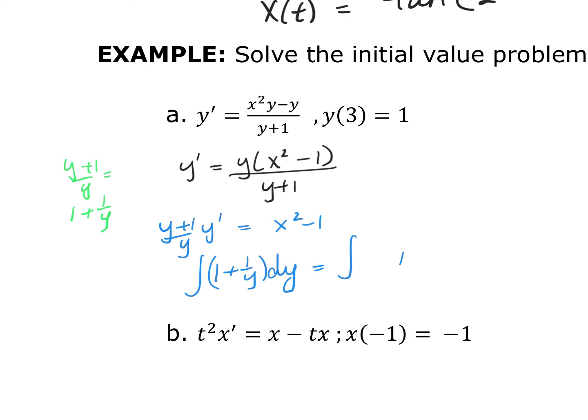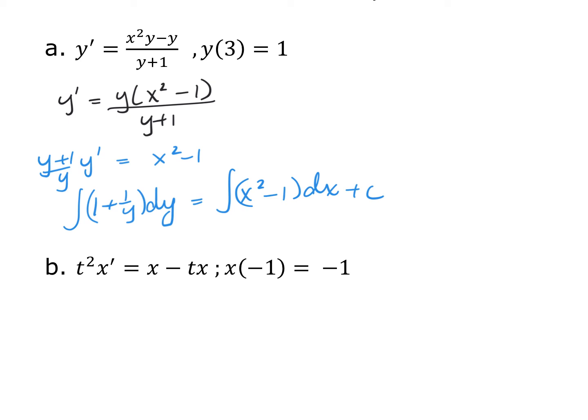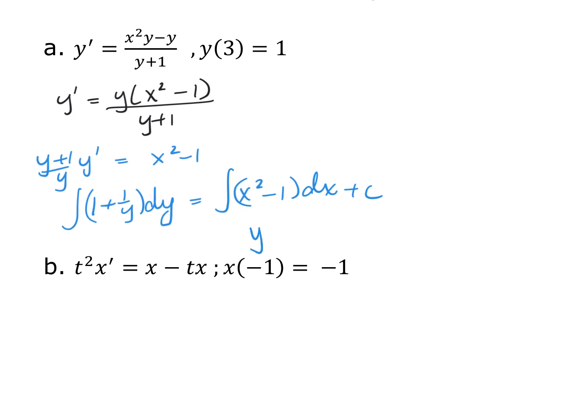I don't know what happened there. So I have x squared minus 1 dx plus c. The left-hand side, I'm going to get y plus the natural log of the absolute value of y, which is equal to x cubed over 3 minus x plus c.